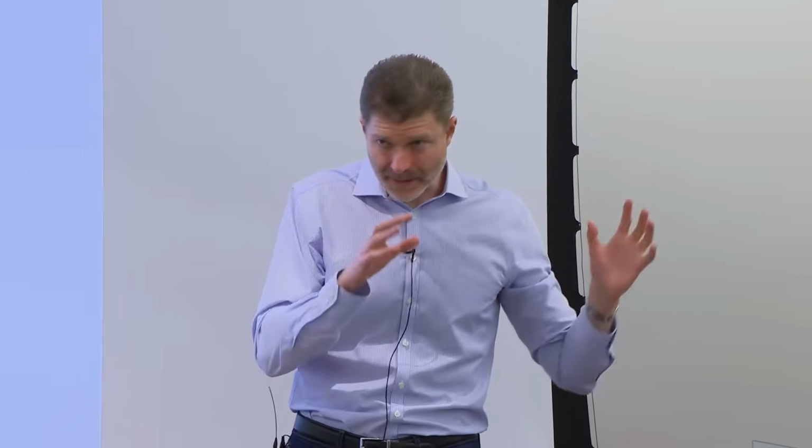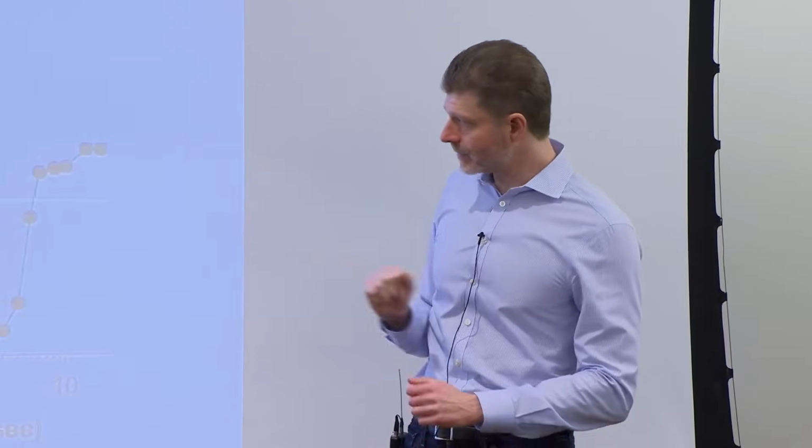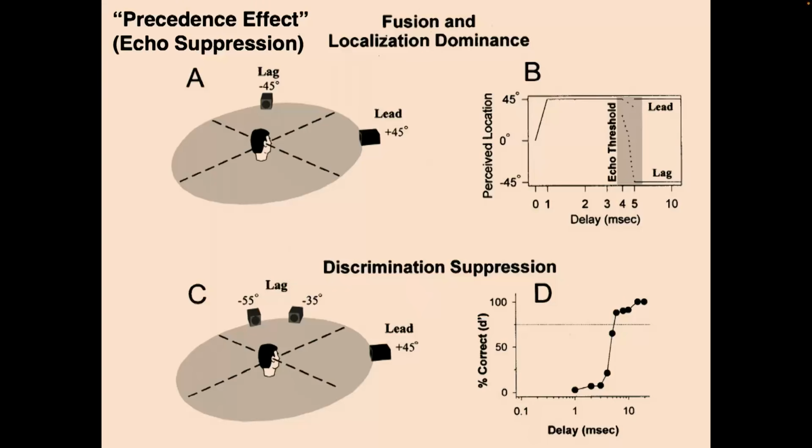Okay, so this is a grouping effect because there are two clicks actually being produced, and under some conditions you hear them as a single thing, and the location that you hear is attributed to the leading click. And so it seems that the representation of the lagging click is kind of suppressed in the auditory system. And evidence for this comes from a related effect called discrimination suppression.